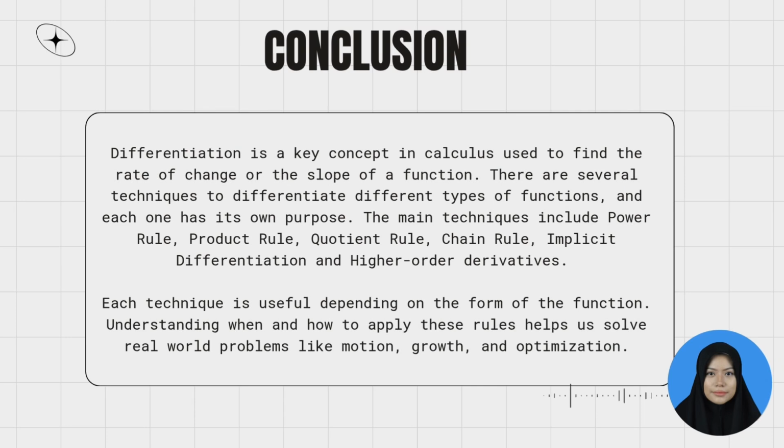Conclusion. Differentiation is a key concept in calculus used to find the rate of change or the slope of a function. There are several techniques to differentiate different types of functions, and each one has its own purpose. The main techniques include power rule, product rule, quotient rule, chain rule, implicit differentiation, and higher order derivatives. Each technique is useful depending on the form of the function. Understanding when and how to apply these rules helps us solve real-world problems like motion, growth, and optimization.